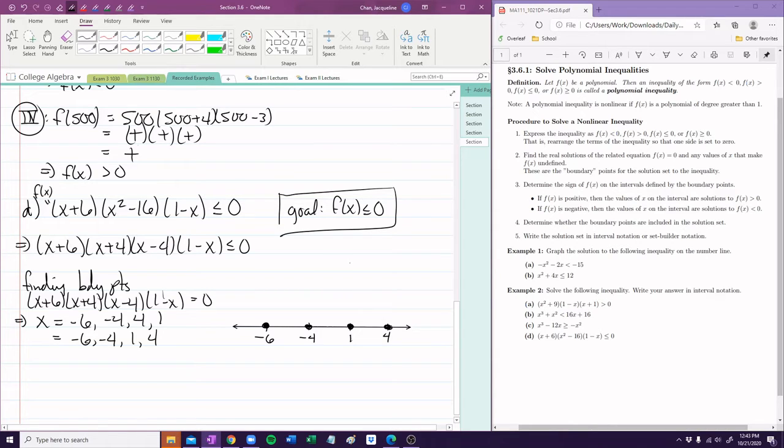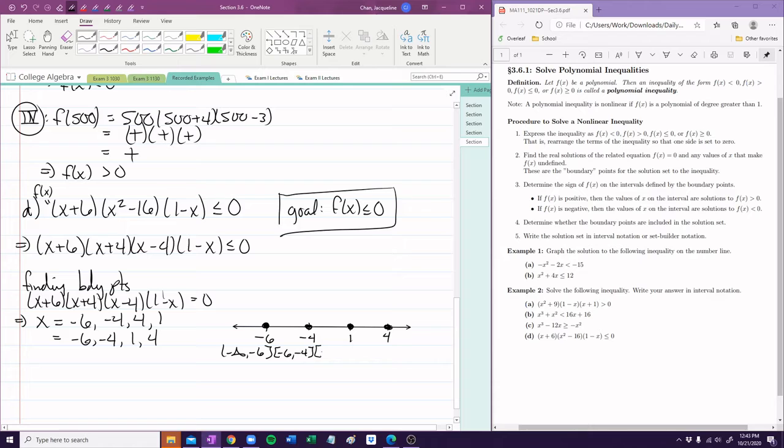Okay. So writing the intervals beforehand, notice since we have 4 boundary points, we're going to have 5 intervals. It's always that plus 1. It's the same as when you look at polynomials, how many terms it has, you look at the degree, and then add 1. So this is going to be negative infinity to negative 6.